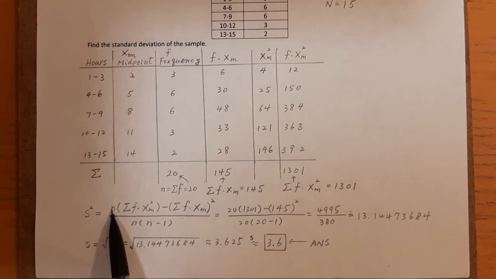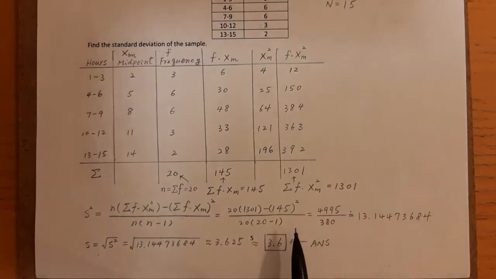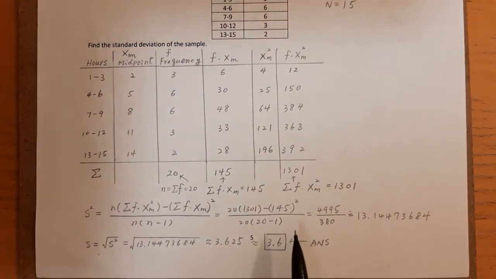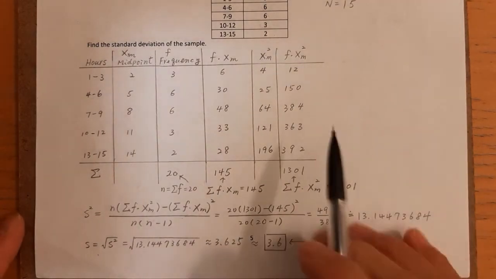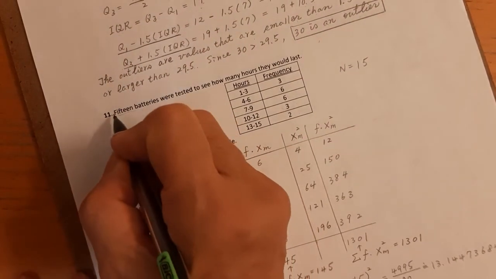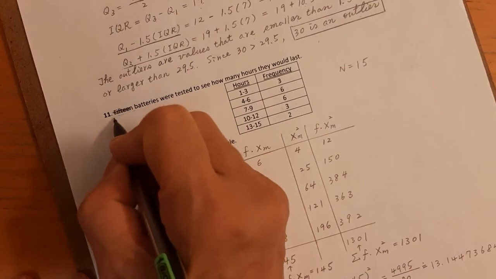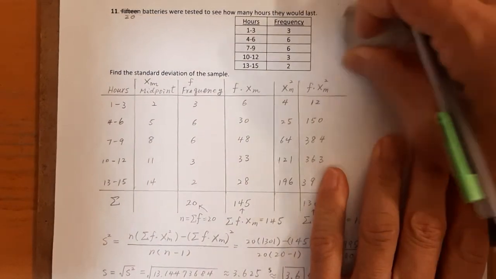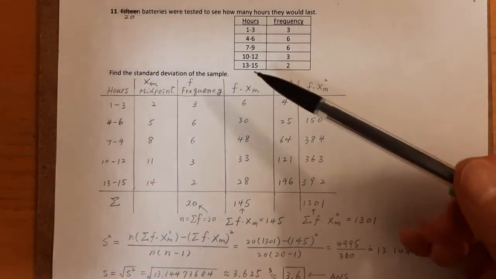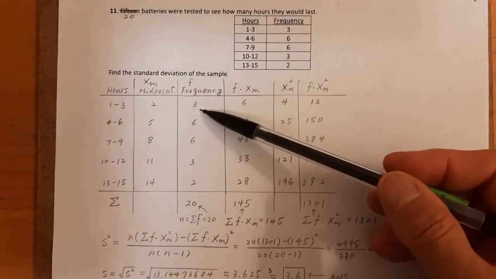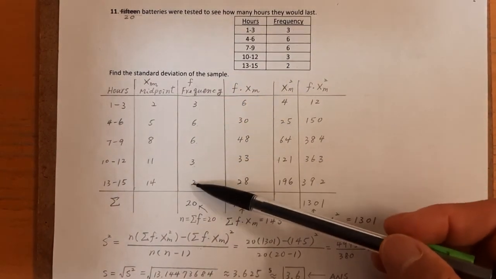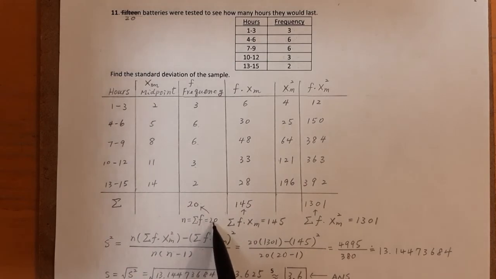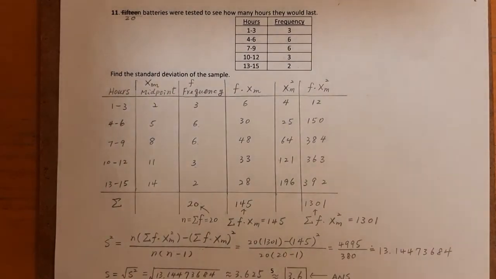N is 15. No, N should be 20, it's not 15. Here is 20. We have 20 batteries, so N is 20. You add together the frequency f: 3 add 6 add 6 add 3 add 2, total is 20. N is the summation of frequency, equal 20.